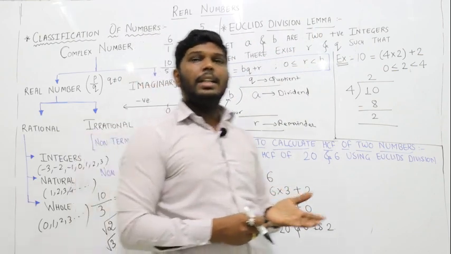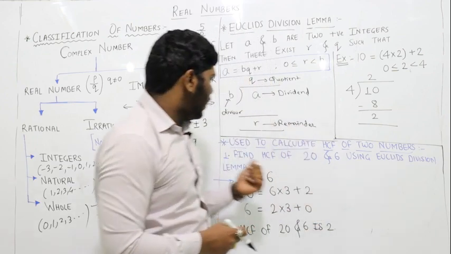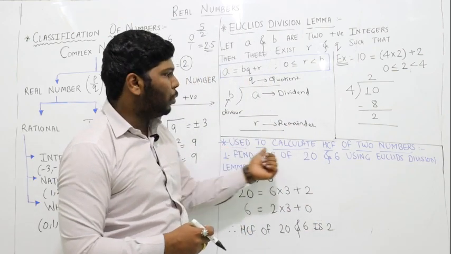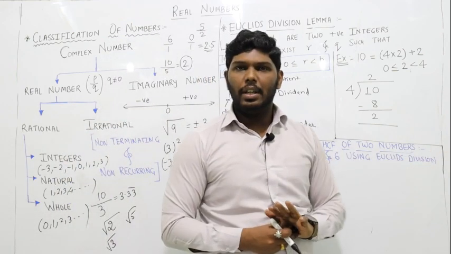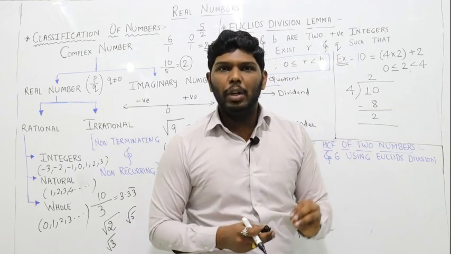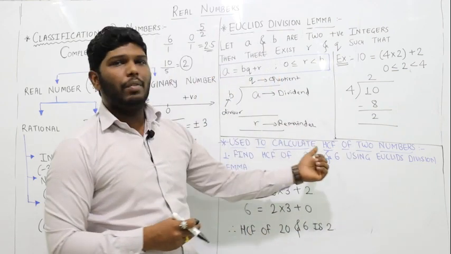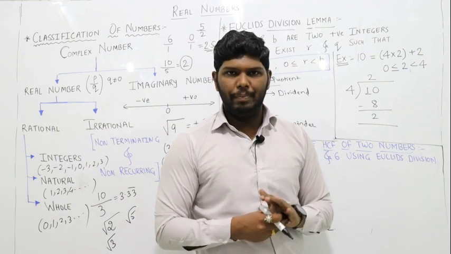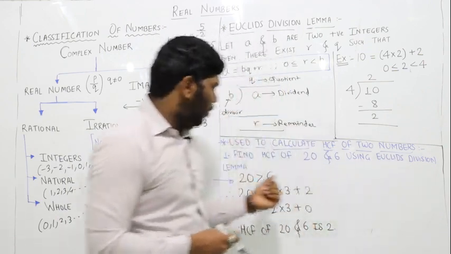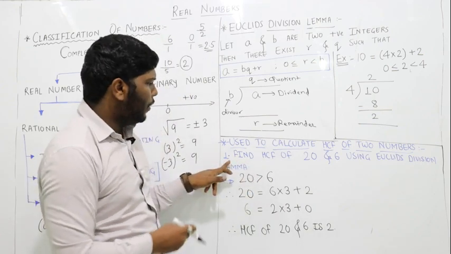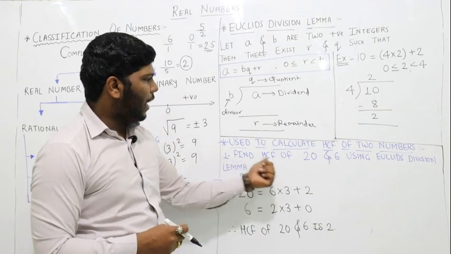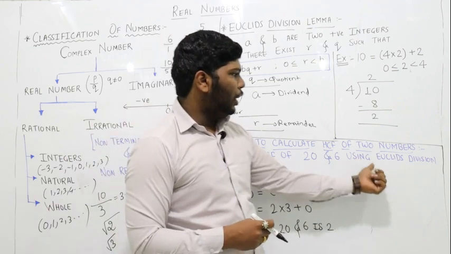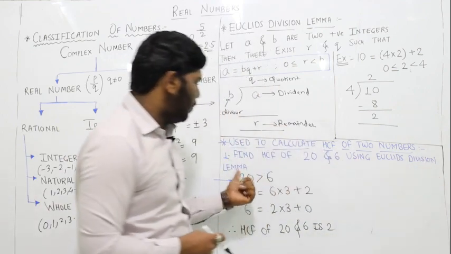Now let us try to understand where it is used. The first use, as I have written here, is to calculate the HCF of two numbers. In the board exam you can see a particular question where you have to find the HCF of any two numbers using Euclid's division lemma or Euclid's division algorithm. So let us try to solve one example. The question is: find the HCF of 20 and 6 using Euclid's division lemma.